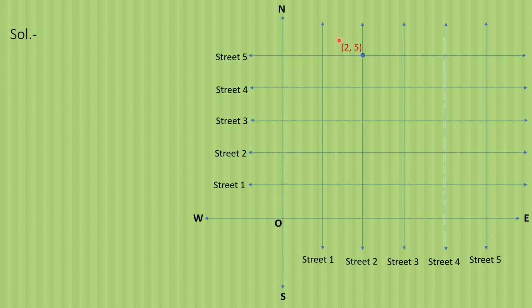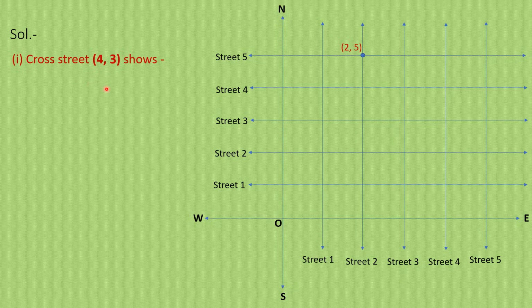What is this convention? The first number 2 shows the second street parallel to north-south. You can see this is the second street. And the number 5 shows the fifth street, this is the fifth street parallel to east-west. So this notation we have to keep in our mind. The first part is we have to find out how many cross streets can be referred to as 4, 3.